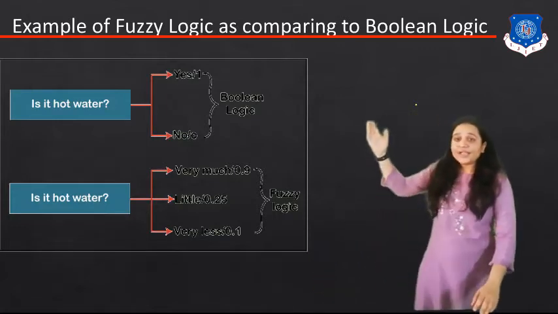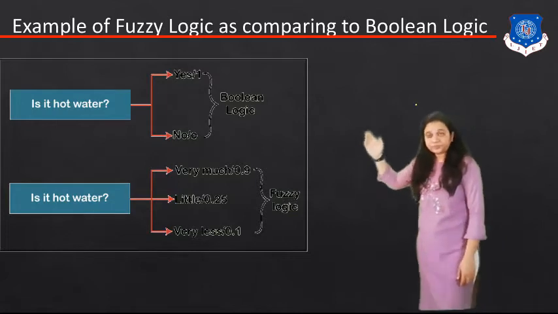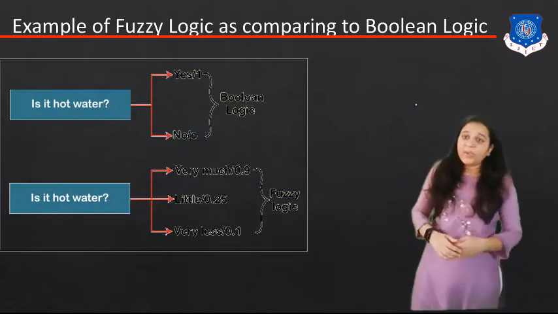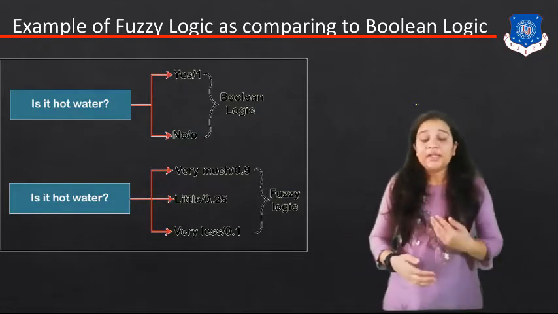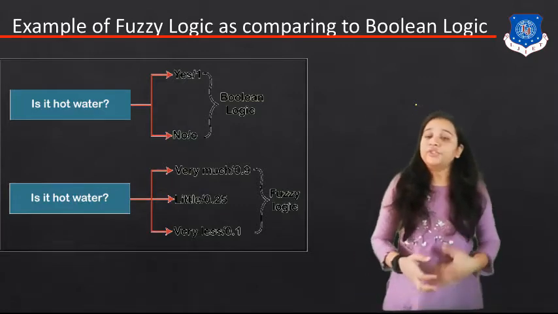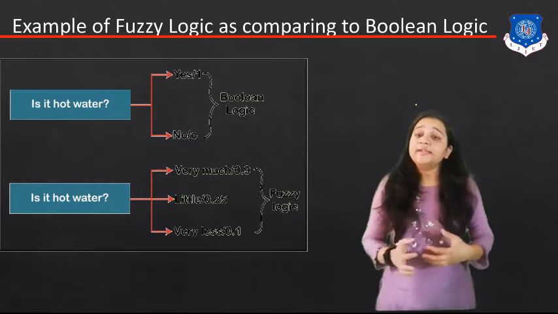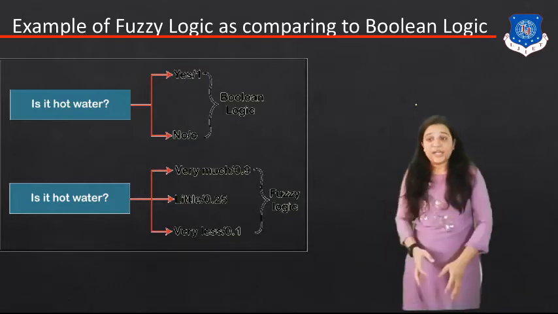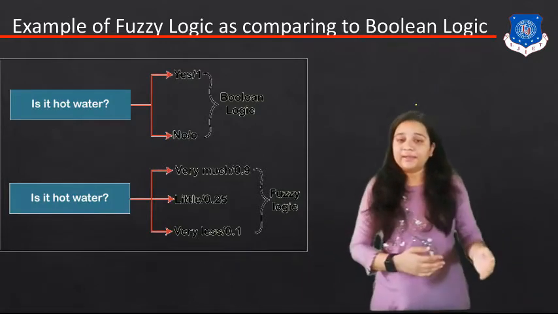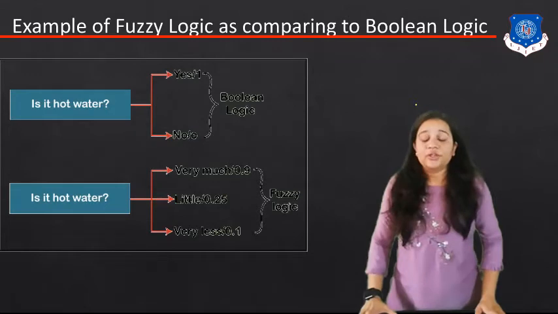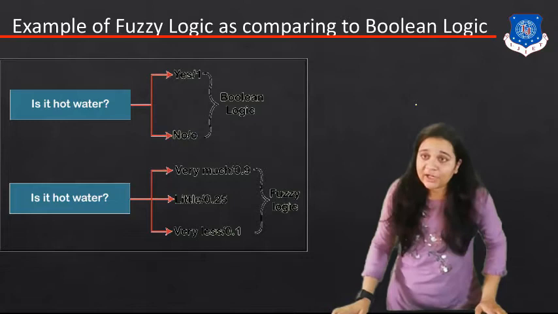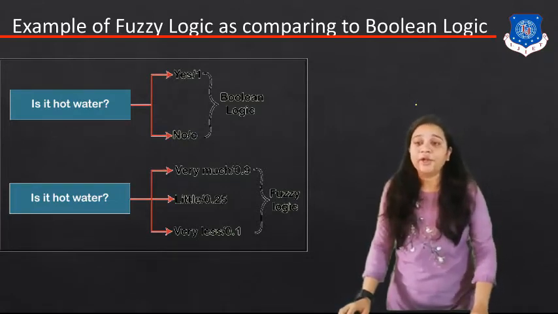So what are the disadvantages of Boolean logic? Using Boolean logic, we can only identify that the system is perfectly on or perfectly off. But using fuzzy logic, we can easily identify the state between true and false, or low and high, or 0 and 1. This is the main advantage, and that is why we can use fuzzy logic in many control systems.